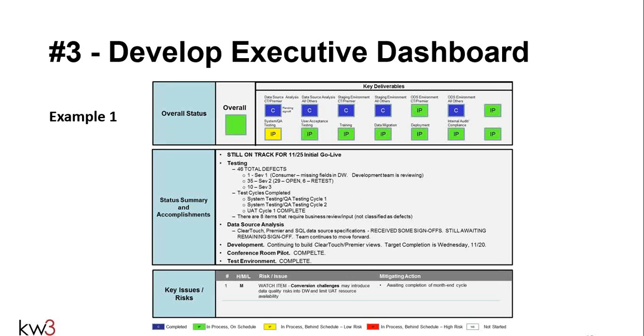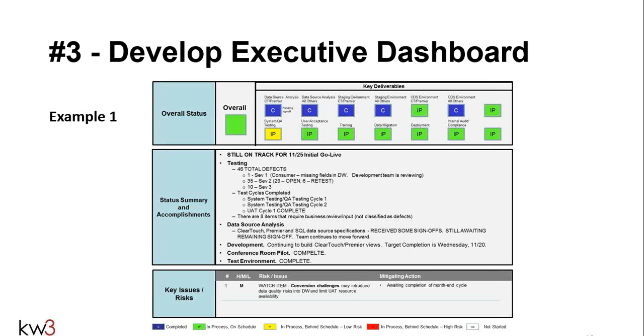Here's the first dashboard. During our steering committee meeting with the CEO and CFO of this regional bank in Southern California, where we did the data warehouse implementation, we created this high-level dashboard in three key sections. The first one is the overall status. This is that first row, and this is our heat map.